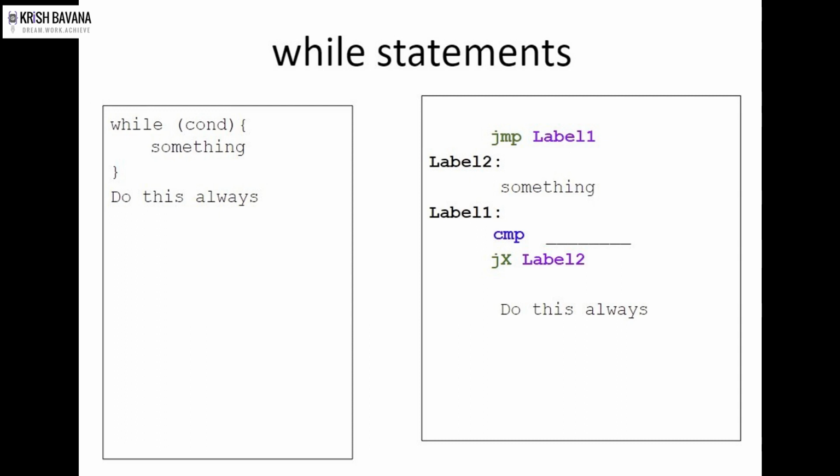But in a while loop, we have two labels which we want to go for. The first label is called label 1, and let's say the second label is label 2. And let's say we have a condition like this, while x is less than 10, and we say x plus plus. And now let's jump in here.